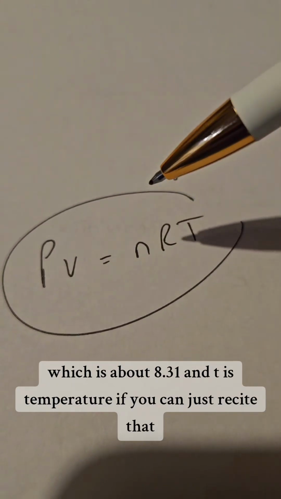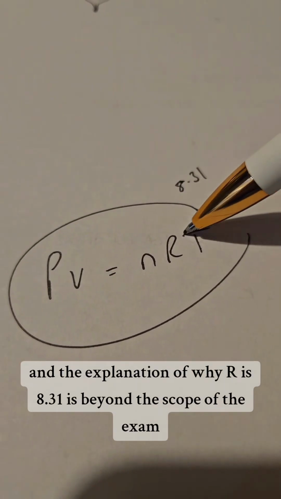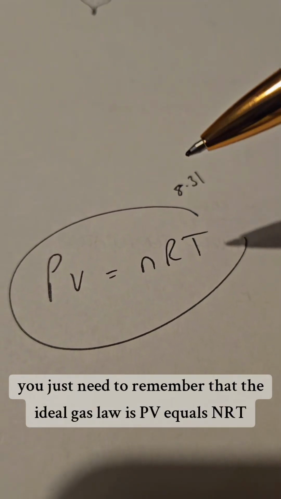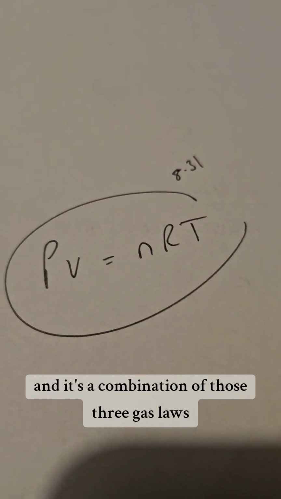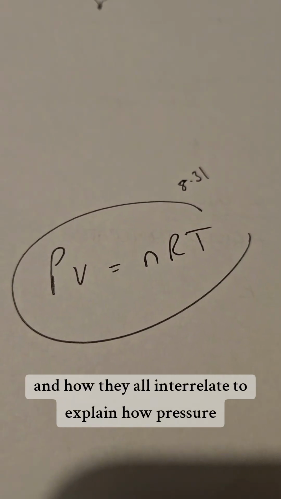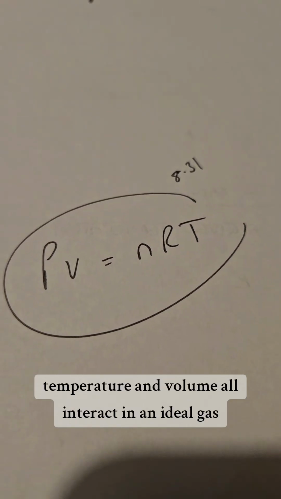If you can just recite that, you don't have to understand why it's that, and the explanation of why R is 8.31 is beyond the scope of the exam. You just need to remember that the ideal gas law is PV equals nRT, and it's a combination of those three gas laws and how they all interrelate to explain how pressure, temperature, and volume all interact in an ideal gas.